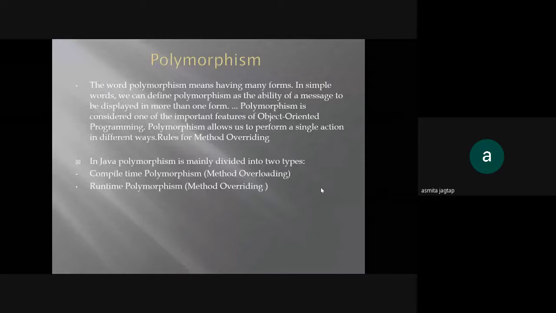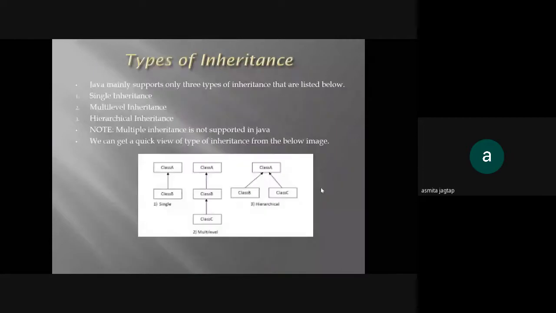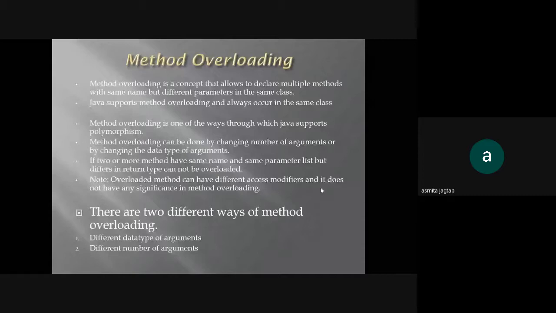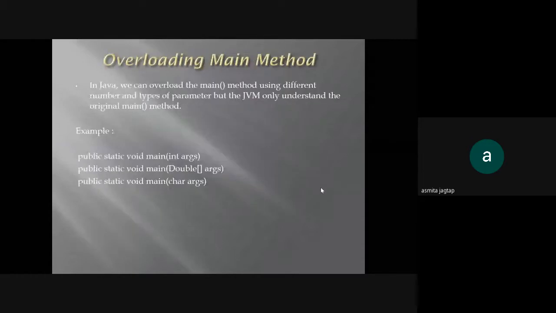So there are two types of polymorphism: compile time polymorphism, also called method overloading or early binding, and runtime polymorphism, also called late binding or method overriding. Overloading means the same name but different types of arguments passed. We already did how to overload the main method. Can we overload the main method? Yes, but we can't override the main method.